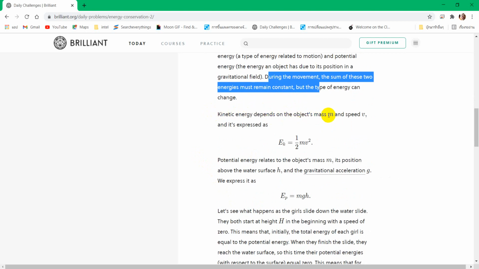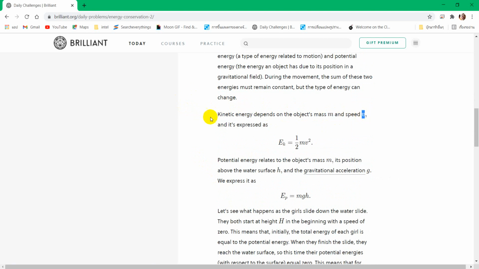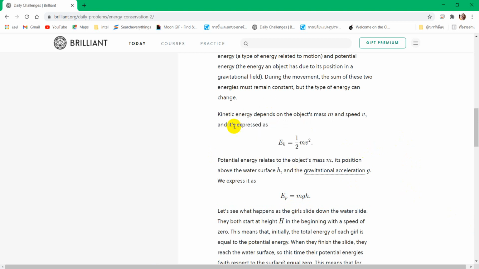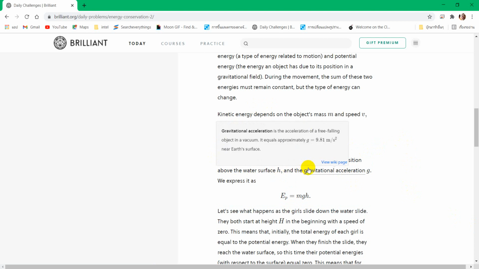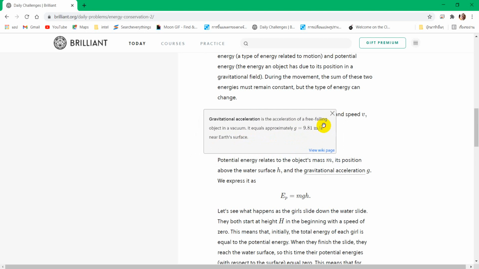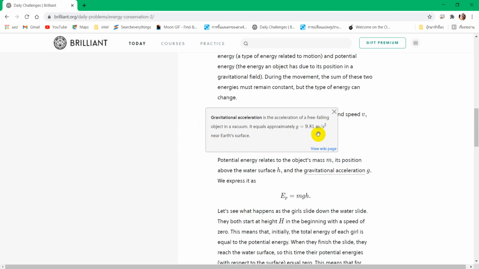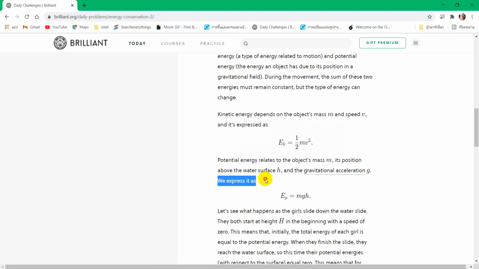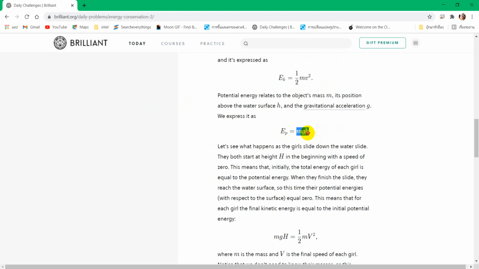Kinetic energy depends on the object's mass, m, and the speed, v, and is expressed as E_k equal to 1/2 mv². Potential energy relates to the object's mass, m, its position above the water surface, h, and the gravitational acceleration. Gravitational acceleration is the acceleration of a falling object in vacuum. It's approximately g equal to 9.81 meters per second squared near the Earth's surface, and we express potential energy as E_p equal to mgh.